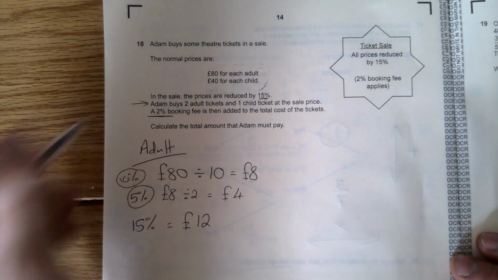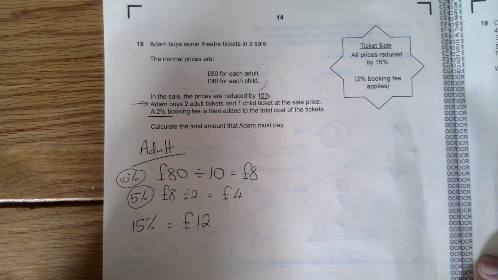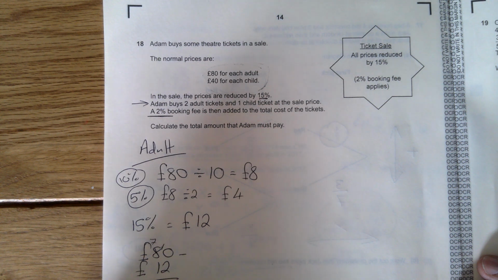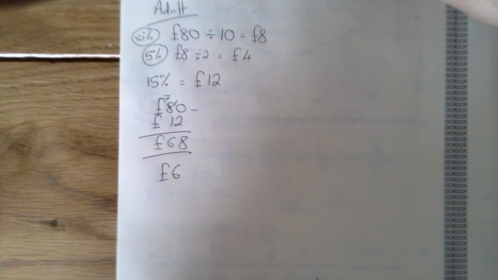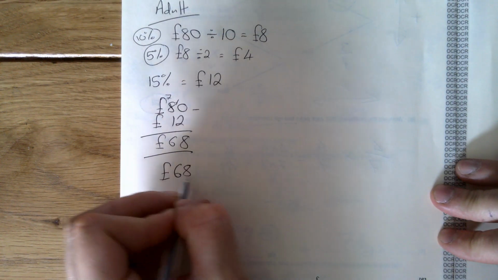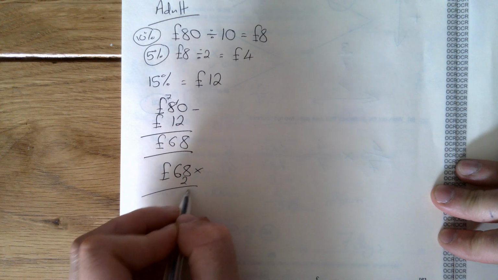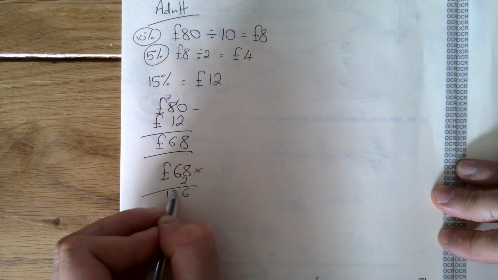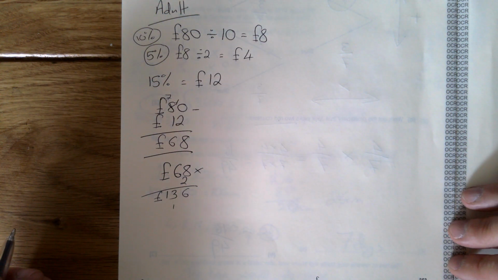If it's a sale, that means I'm doing a decrease. So I've got £80 subtract £12 gives me £68. So that's 1 adult ticket. So I want £68 multiplied by 2 gives me £136 for the adults.